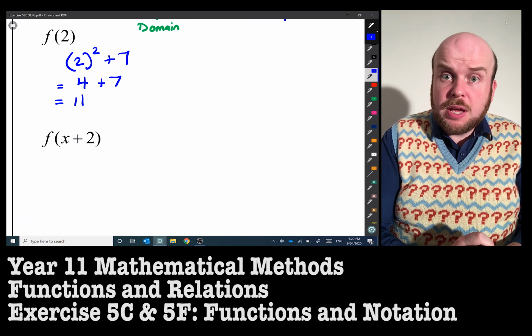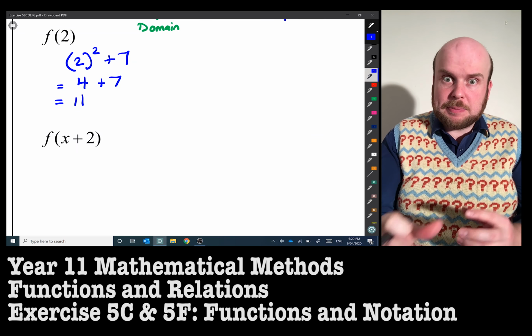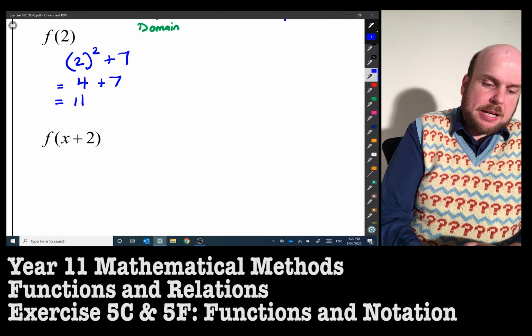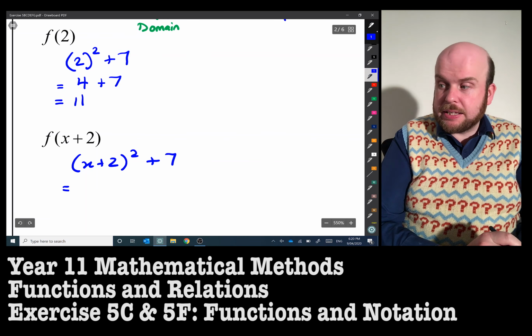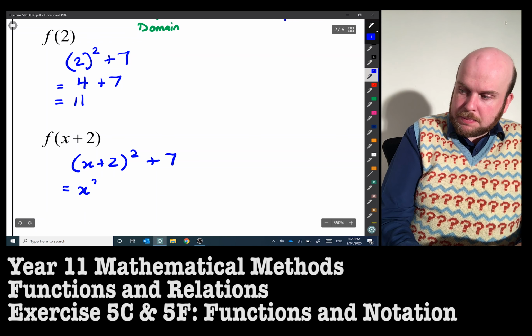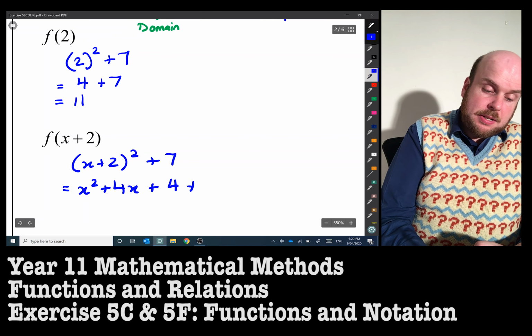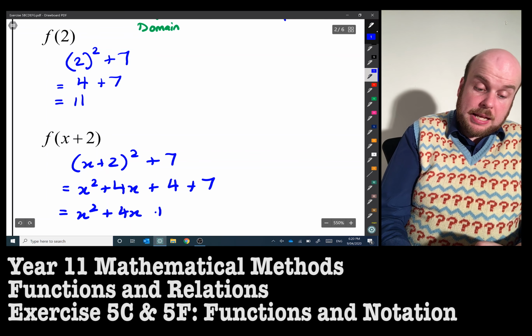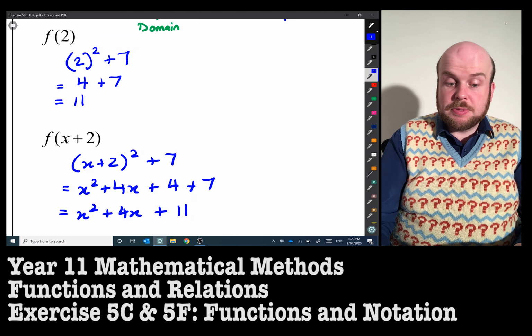f of x plus 2 means that I'm substituting every time I see the letter x with x plus 2. So this becomes x plus 2 squared plus 7. Now I could leave it like that, but we may as well tidy things up here. So we get x squared plus 4x plus 4 plus 7, which is x squared plus 4x plus 11. So we substituted that in there.